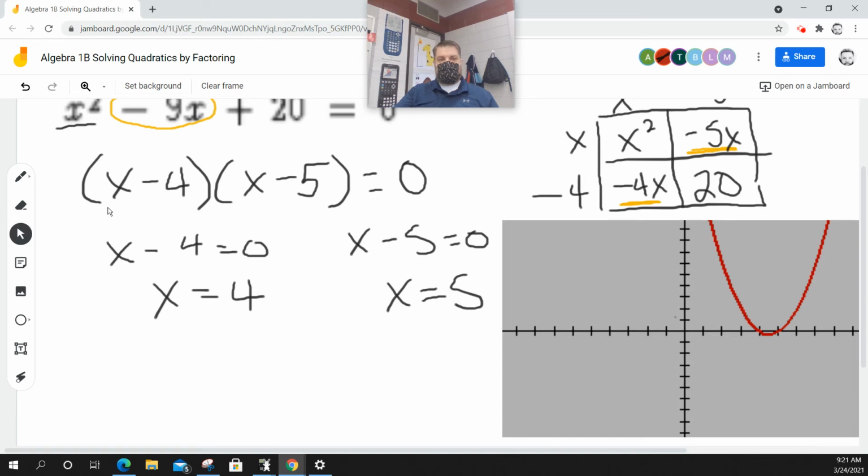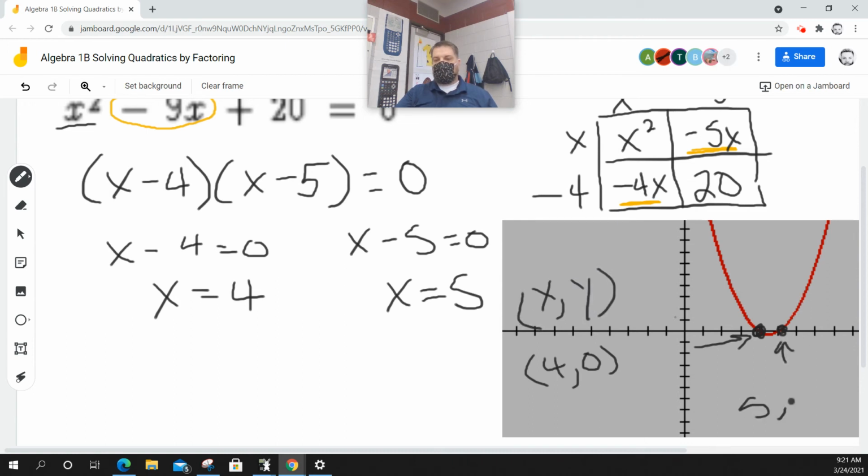So what does this mean? That means that it crosses the x-axis at 4 and at 5. So this point here is (4, 0), which is our x, y value. And then this one right here is (5, 0), right?